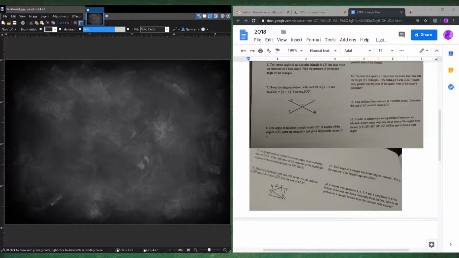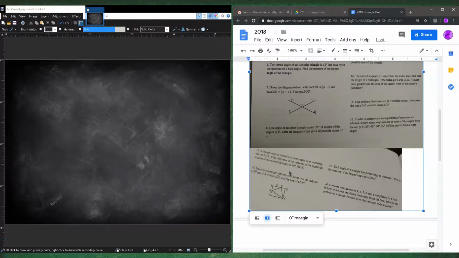Okay. Number 17. A straight angle is divided into 3 angles in increasing ratio of 2, 3, and k. If the difference of the measure of the largest and smallest of the resulting angles is 90 degrees, find k.